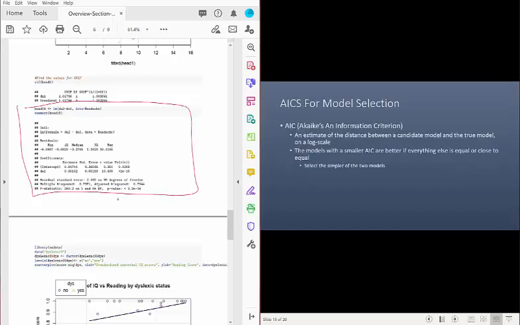We can also use the AIC to choose the best model. This gives an estimate of the distance between a candidate model and the true model on a log scale. The smaller the AIC, the better the model.